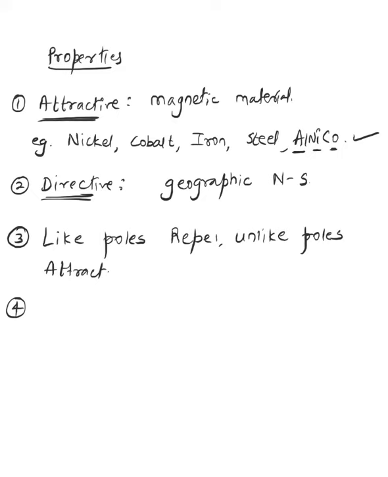And the fourth property, I think this property is not in the textbook now, but it is important: monopoles do not exist. What do you mean monopoles do not exist? It means you cannot have a magnet with just one polarity, remember. You cannot have a magnet with just one pole. I mean, you cannot have a magnet with only a north pole or only a south pole.